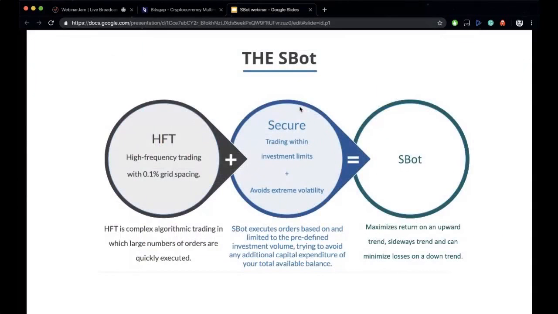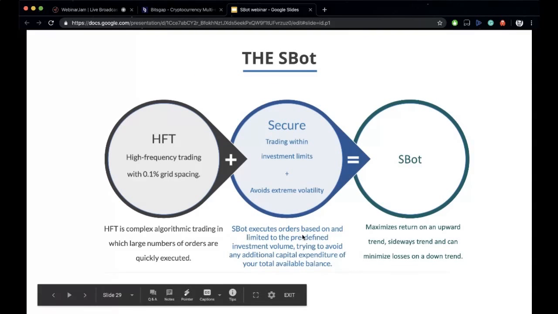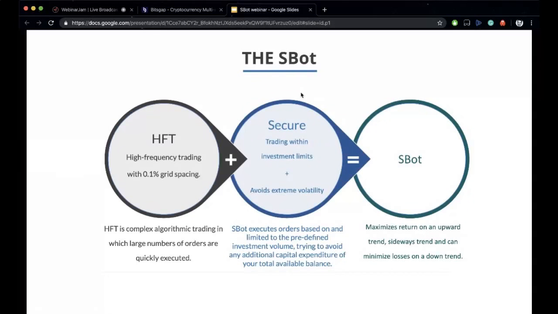And it's trying to avoid, so it's not 100% protection. In some cases, due to the technical specifications, depending on the exchange you are using, there can be cases where it's going to use some extra capital from your deposit, but there will be only few cases of such. Generally, it's going to use only the allocated investment amount. All right. So the idea is to maximize the return on an upward trend, sideways trend, and it can actually minimize your losses on a downtrend.